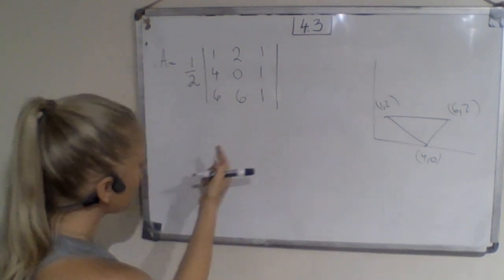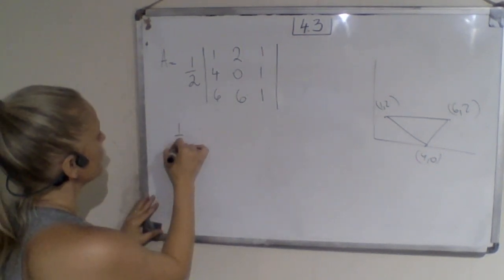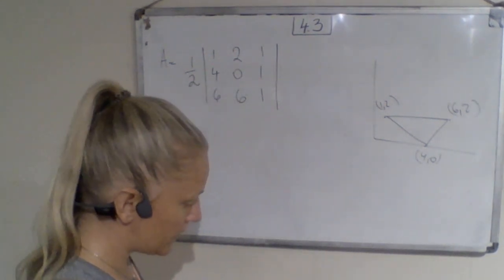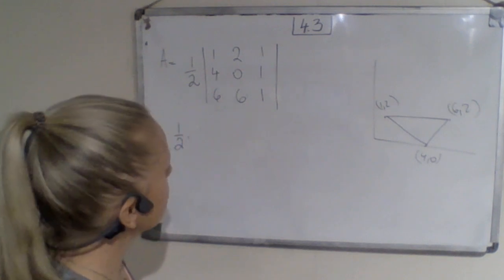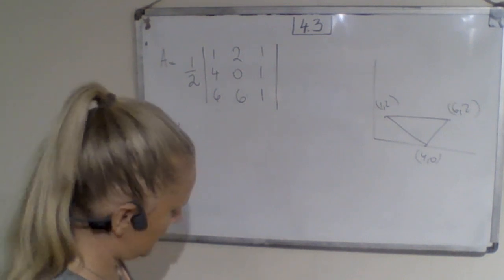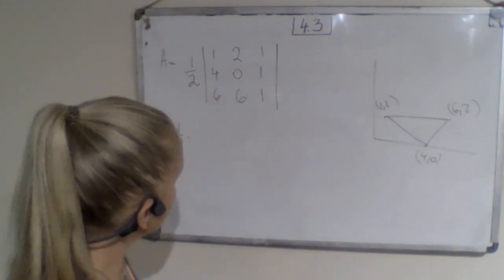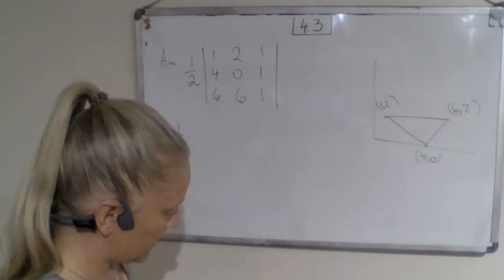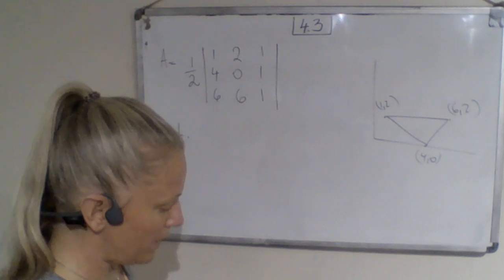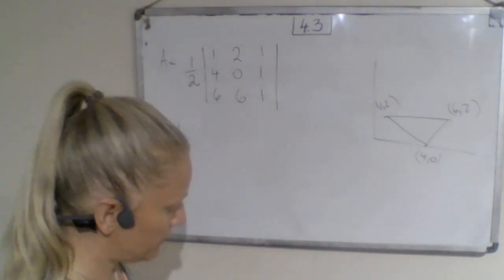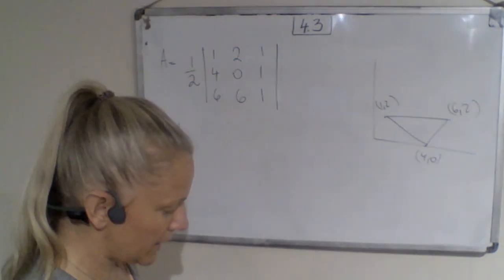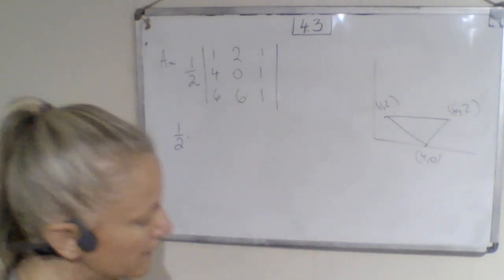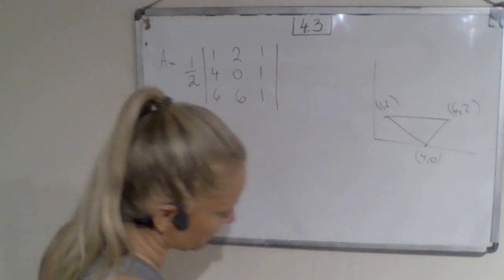Well, here becomes 1/2 times, to find the determinant, I go second matrix over to edit. It's a 3 by 3 already. I know I'm going to go 1, 2, 1, 4, 0, 1, 6, 6, 1. I'm done. Second quit. Second matrix, go over to math. I want the option 1 to find my determinant. Second matrix again to select. I want the determinant of that particular matrix. I hit enter. The determinant of that matrix is 22.